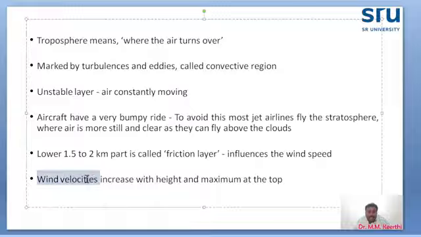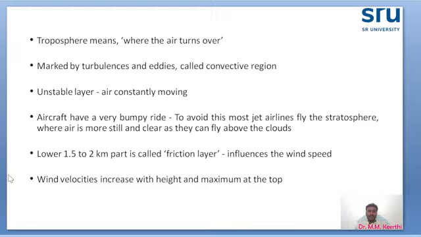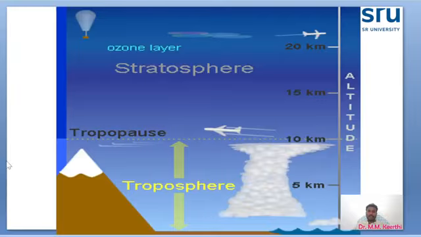Carefully listen, the wind velocity increases with height and is maximum at the top level. That's why in hilly areas the wind velocity is more. You see here in this troposphere, there are clouds, more living organisms, hills, and all turbulence. When we move to the stratosphere, it is a static region.